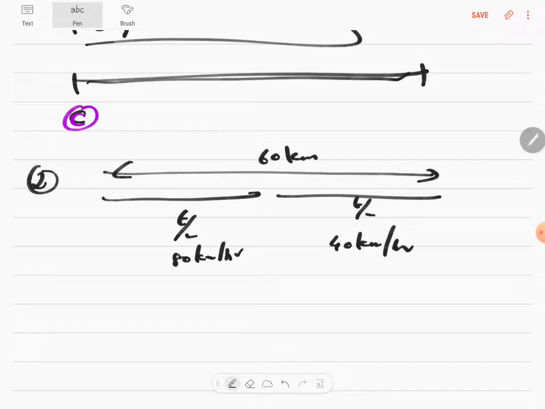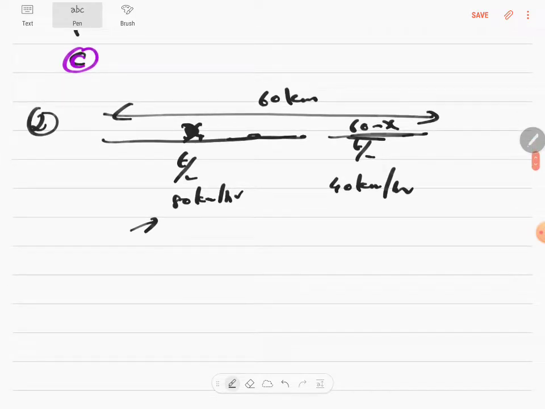The distances will not be equal, because he is going at different speeds. Since he is going at 80 km per hour, he would cover a greater distance. So this takes t by 2, half the time, but this covers a greater distance and this covers a lesser distance because this one has the greater speed. Let's consider this distance as x and this as 60 minus x. We need to find the average speed.